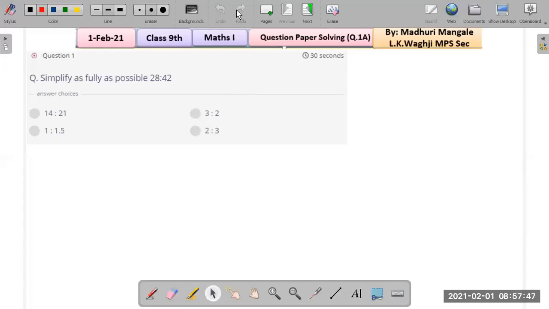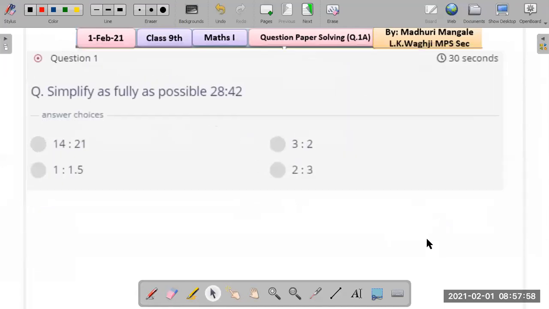Once you have joined, please come back to the Zoom page. Here on the Zoom page, you should be able to see the first question. That is a question from ratio and proportion. Simplify as fully as possible. The ratio is 28 is to 42, that is 28 over 42, and we have to bring it down to simplest form.